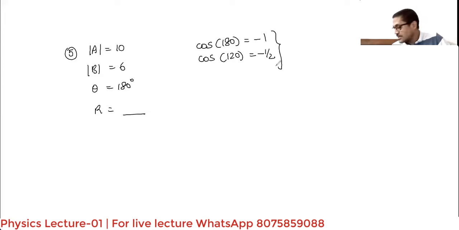In mathematics class later on, you will understand, using the all silver teacups rule, the first quadrant, second quadrant, third and fourth quadrant, how to convert cos of one angle to another angle. You will understand all that in mathematics. Presently, you can just do this.